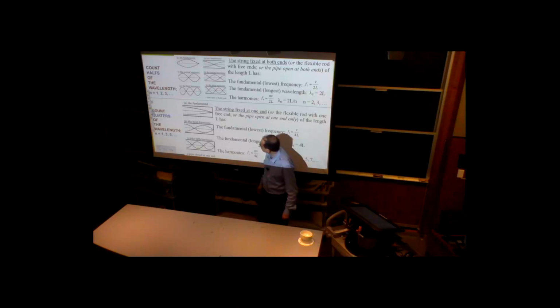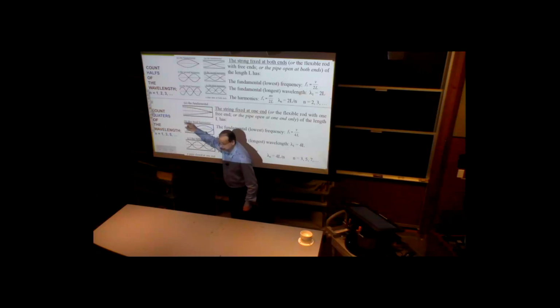Well, we call them first, and that mode has a name. How do we call it? Second? No. We should call it next, and we call it third. The best way is to count how many quarters of a wavelength fit. The first mode fits 1 quarter, third, 3 quarters.